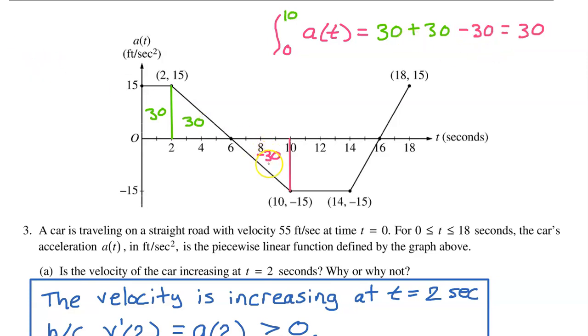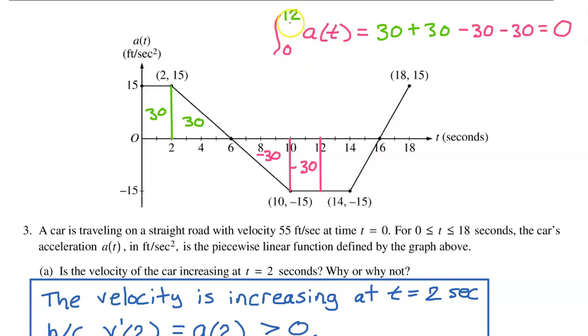The area of the next triangle is negative 30. It's negative because it is below the x-axis. Adding that on to our previous areas gives us a total of 30. So the integral from 0 to 10 of acceleration is 30. The next rectangle has an area of negative 30. Adding that on gives us a total area of 0. So the integral of acceleration from 0 to 12 is 0.